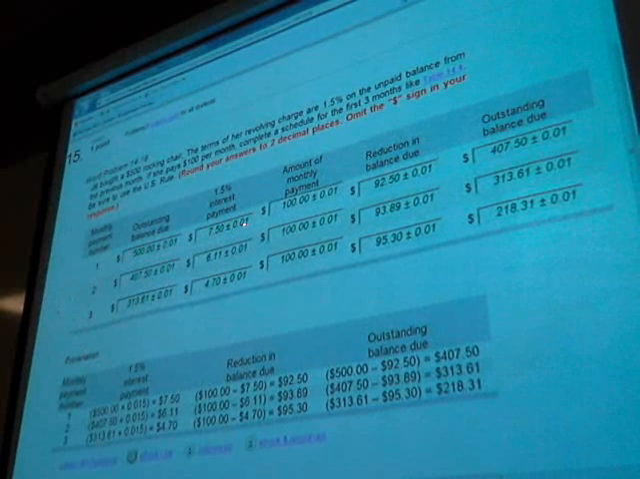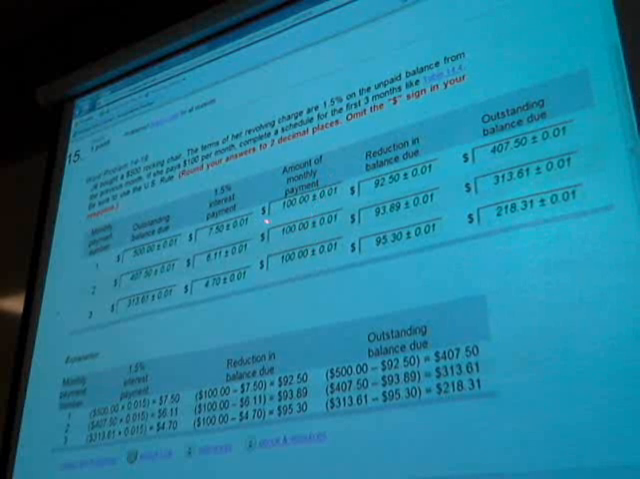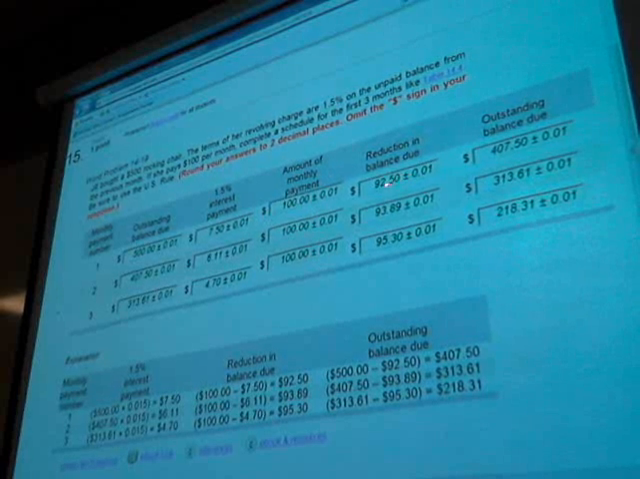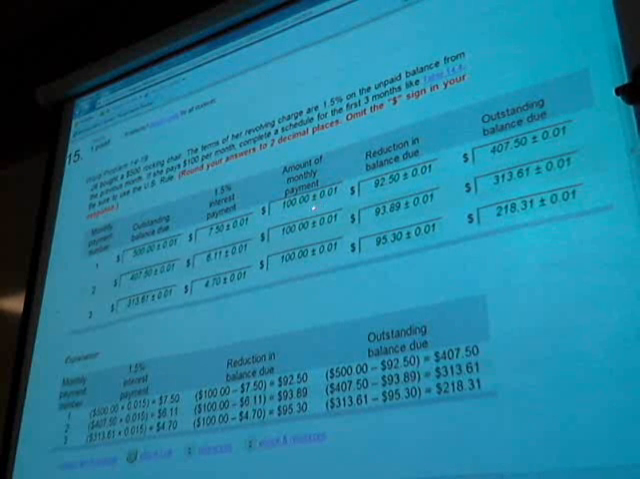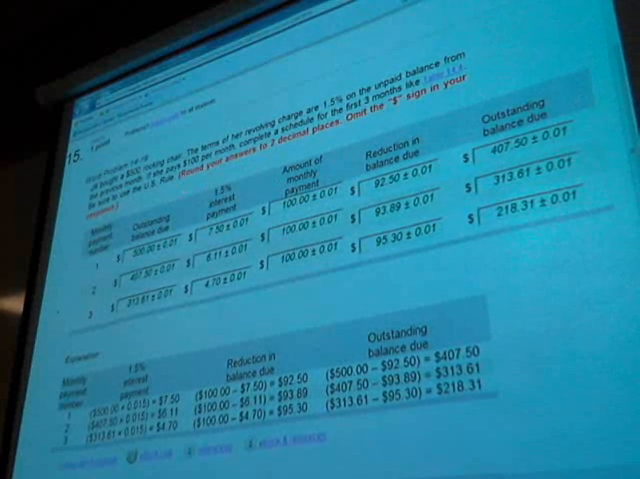The next thing we have to do, we did this already, right? The next thing is how much is the reduction in balance for that first payment period, that first month. How do we get $92.50? 100 minus the interest, the payment amount minus the interest payment. So 100 minus $7.50.